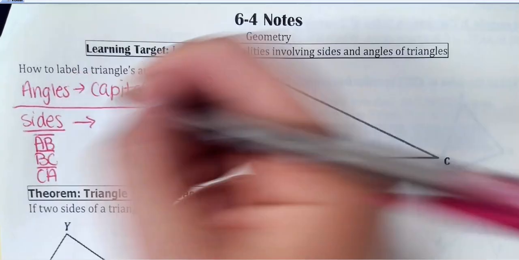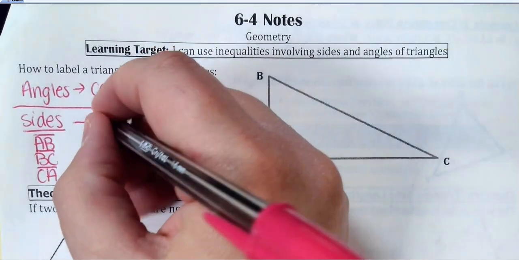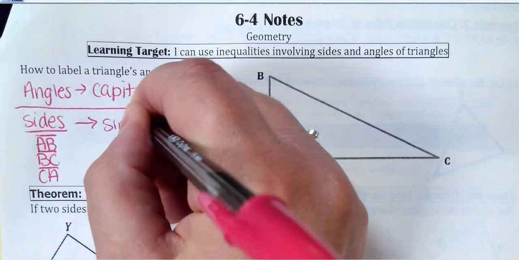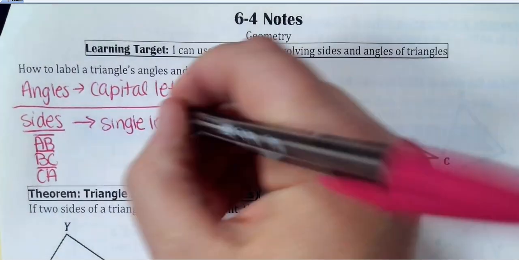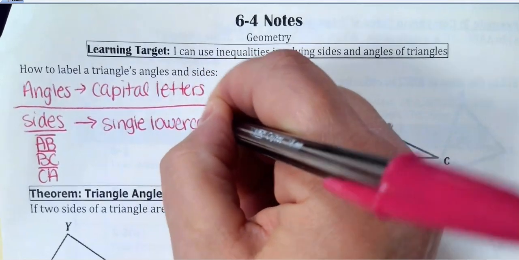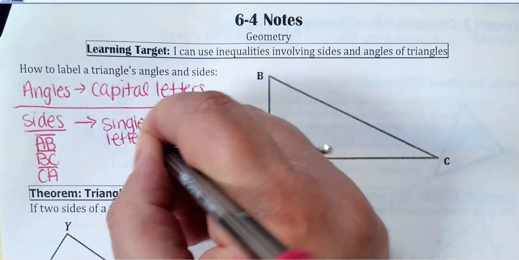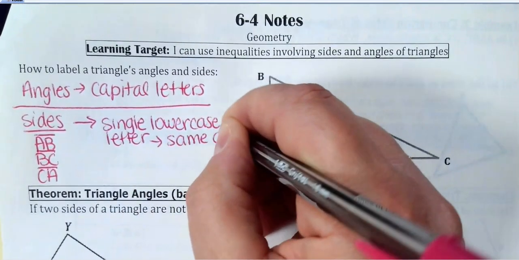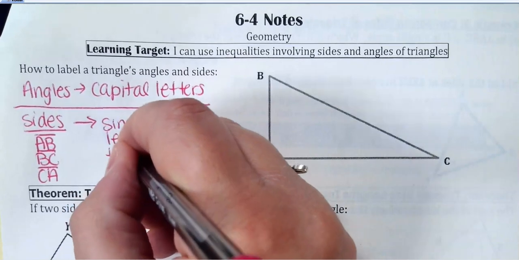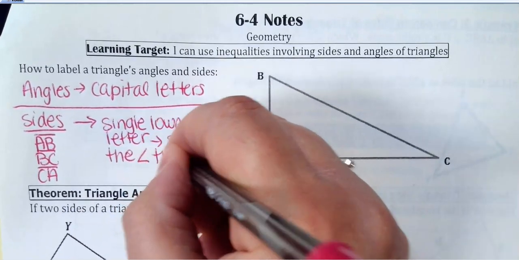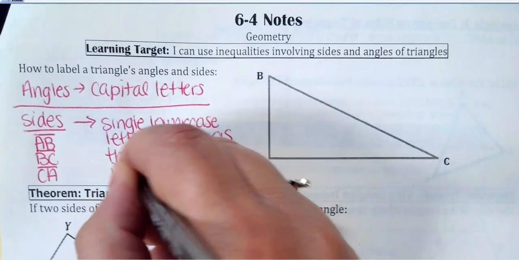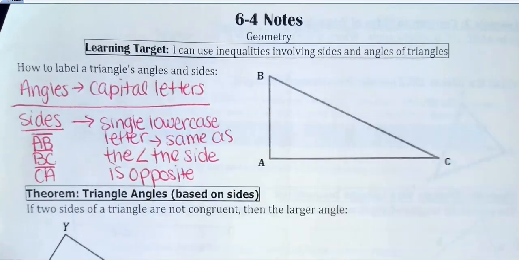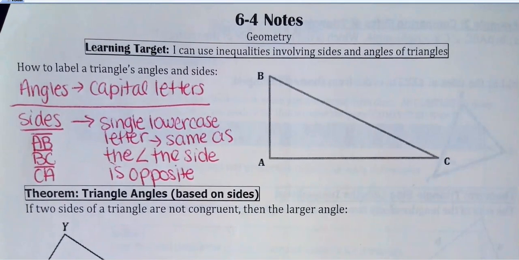What you can also use to label the sides in a triangle is, instead of the endpoints, we're going to use a single lowercase letter, and it's going to be the same as the angle the side is opposite or across from. Okay, and I'll draw it in the picture here in a second. So you can use a single lowercase letter, and it will be the same as the angle the side is opposite. And I'll just label it in this picture here real quick.